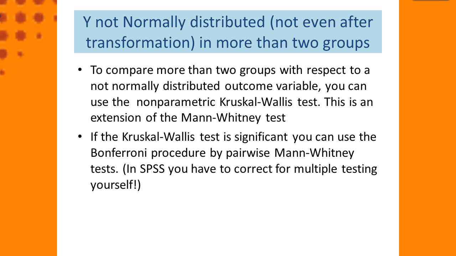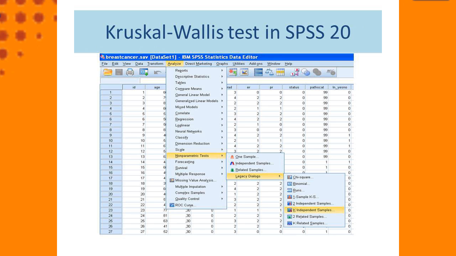SPSS has no option for this, so you have to perform these tests yourselves. Mind the correction for multiple testing in this situation. To perform a Kruskal-Wallis test in SPSS, choose Analyze, Non-Parametric Tests, Legacy Dialogues, and K-independent samples.